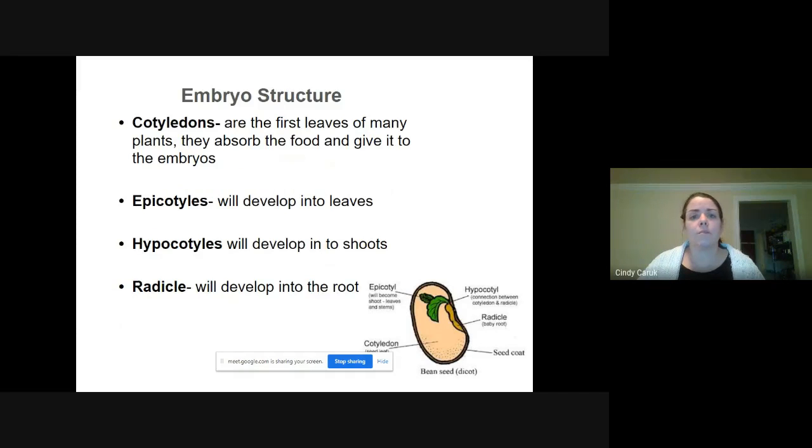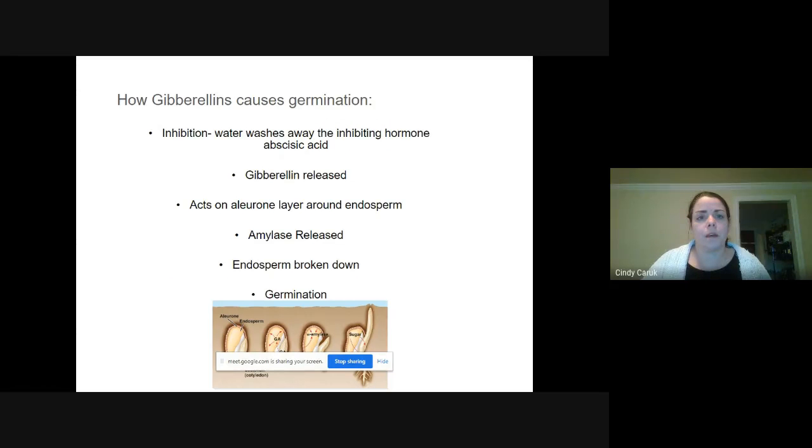Cotyledons, those first leaves of a lot of plants, they absorb the food. In fact, when you first see a plant come out, you'll see the leaves, and then you'll see these little droopy things right underneath. Those were the cotyledons. That's in a dicot. Epicotyls, those develop into your leaves. Hypocotyl, shoot. Radicle, root. Right?